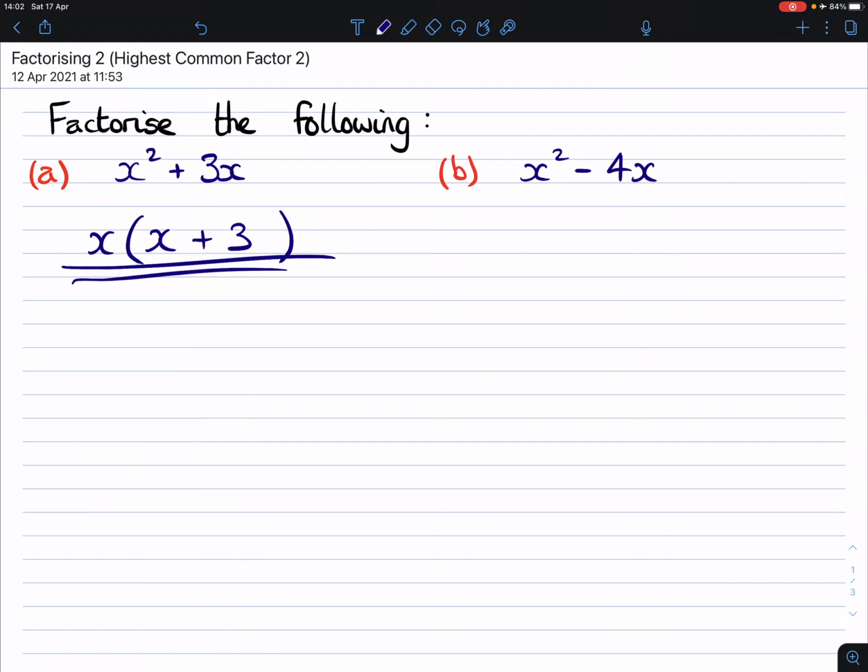Second one, x squared minus 4x. Both of them can be divided by x and x only, so we take that out. That will leave us with an x for the first term and a minus 4 for the second term.